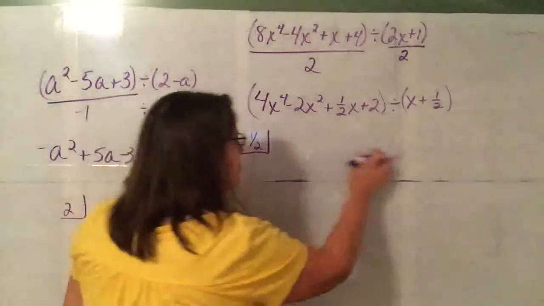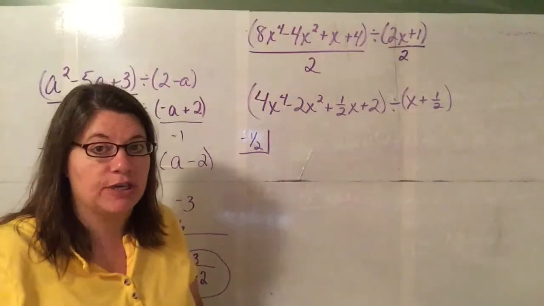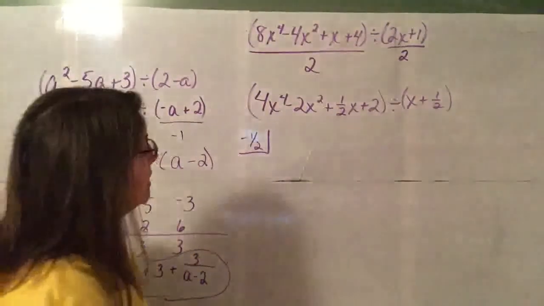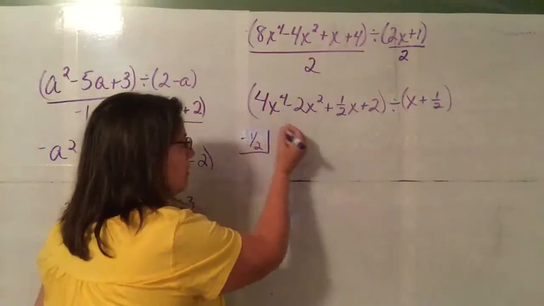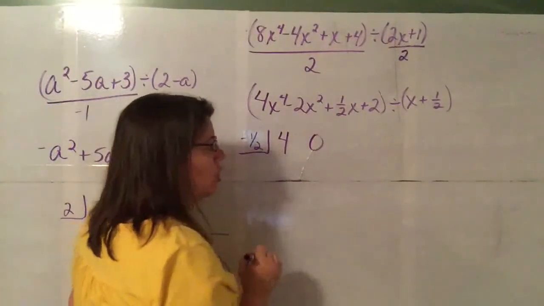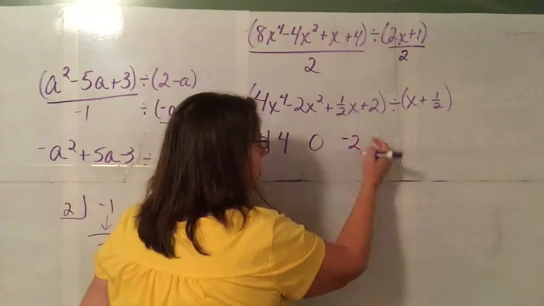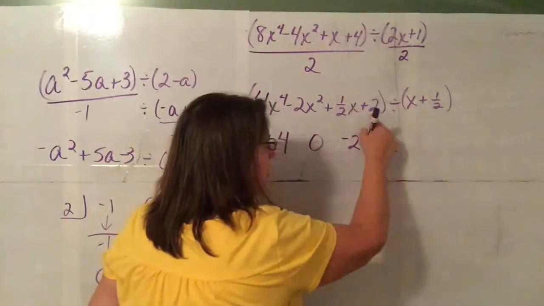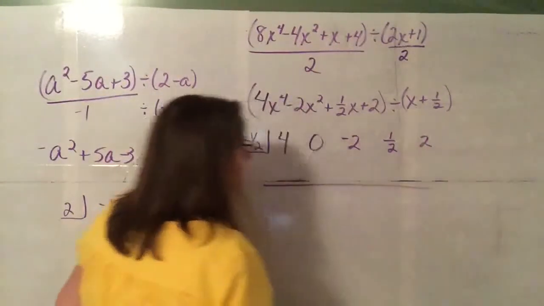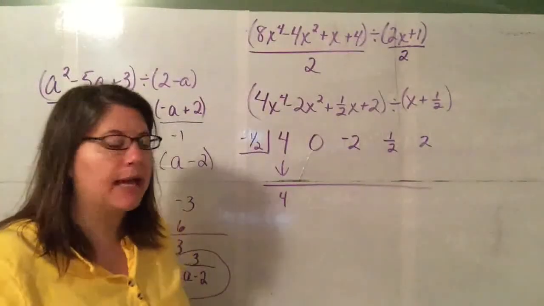And then I put my coefficients down, accounting for my zeros. Now, this is the most common mistake with synthetic division, is people forget to account for the zeros and end up with the wrong answer, okay? So we have to account for the zeros. So the coefficient of the first term is 4. The x cubed term is missing, so the x cubed term is 0. The x squared term is negative 2. The x term is 1/2. The constant is 2. I leave a little space. I bring down my 4. And then I start the process of multiply, add, until I get to the end.